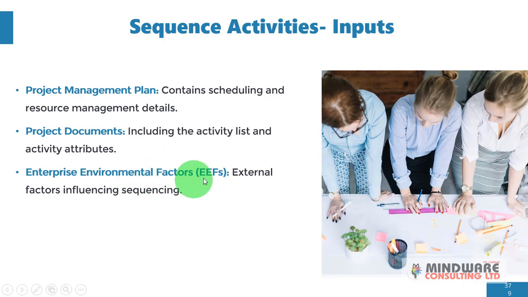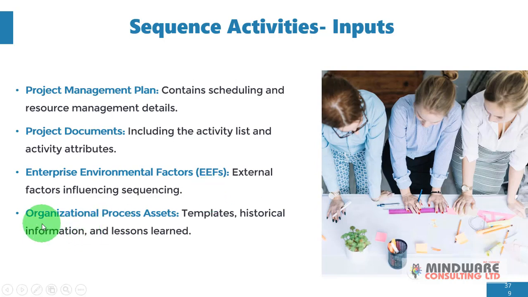Next is enterprise environmental factors. These are external factors influencing sequencing. So we'll have factors within and outside of the environment which influence how we're going to sequence our activities, especially those which are external to the project organization. Now we also have organizational process assets. This includes templates, historical information, and lessons learned, especially coming from past projects.